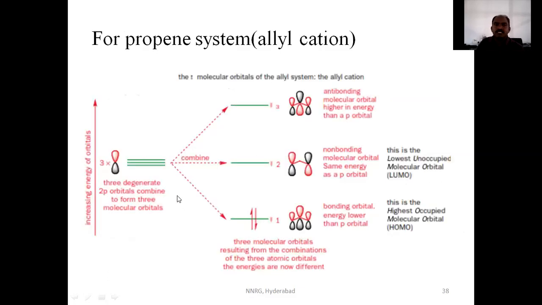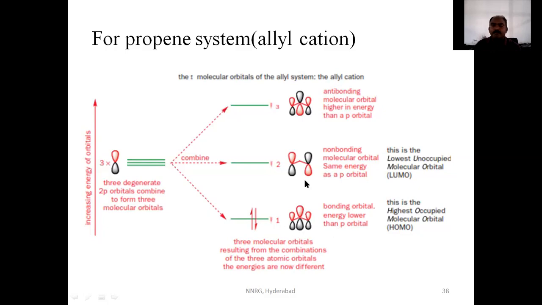But when you come to the propene system, the allyl cation, there are three p orbitals, and there is a probability of forming all the phases on one side and all the phases on the alternate side. If all the phases are on alternate sides, the p orbitals are called an anti-bonding molecular orbital. There is no interaction between each p orbital, so high energy molecular orbitals are formed. Here, in the lowest energy bonding orbital, all the p orbitals are interacting with each other to form a molecular orbital.